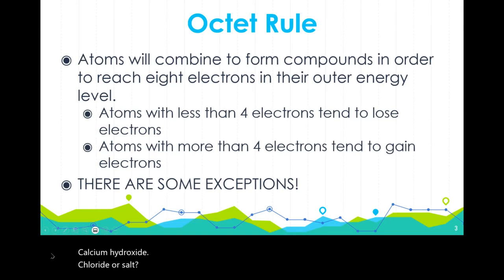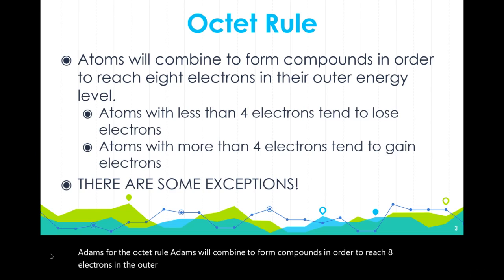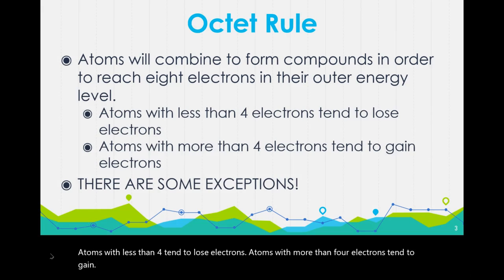For the octet rule, atoms will combine to form compounds in order to reach 8 electrons in the outer electron shell. Atoms with less than 4 tend to lose electrons. Atoms with more than 4 electrons tend to gain. There are some exceptions.